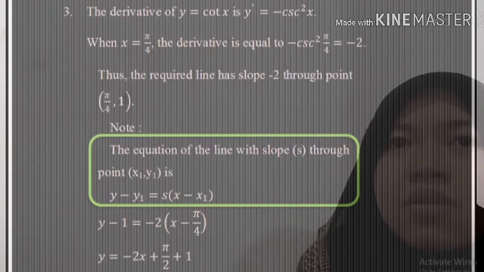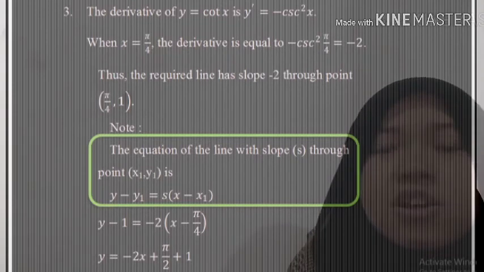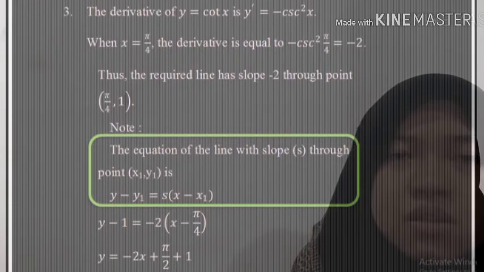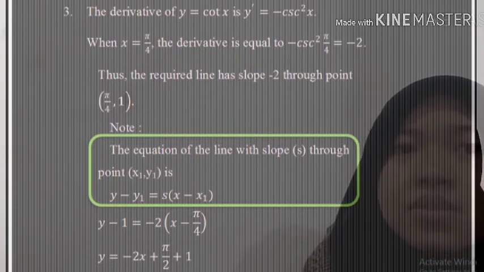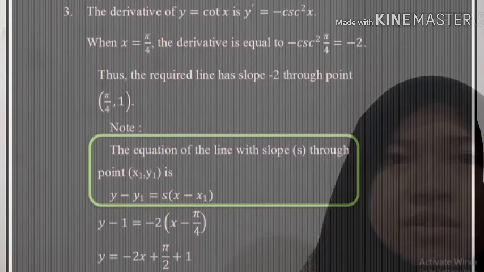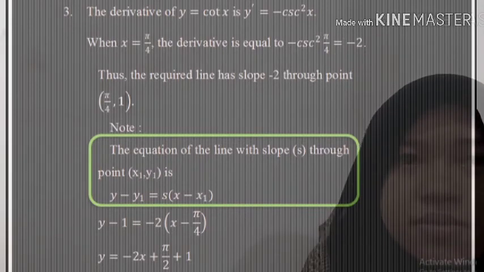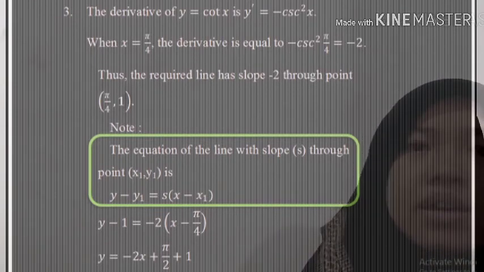The required line has slope negative 2 through the point (pi over 4, 1). By using the equation of a line with slope m through the point (x1, y1), we get y minus 1 is equal to negative 2 times, in brackets, x minus pi over 4. So we get y is equal to negative 2x plus pi over 2 plus 1.